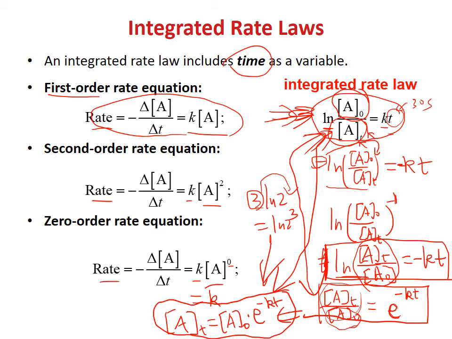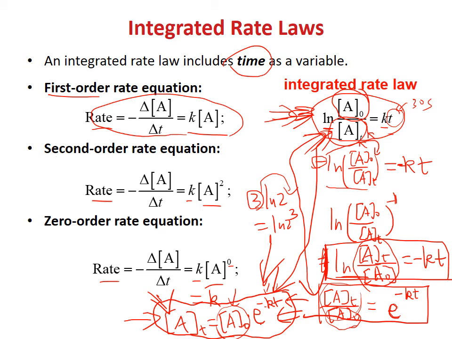It's just mathematical modification. The advantage of this one is that if you know the time, for example 30 seconds, then you just use this equation to calculate the concentration of A, which equals initial concentration times E to the negative KT. So plug in initial concentration, plug in K, plug in T, and you get the concentration at 30 seconds. So it answers the question, what is the concentration at a certain time? So that's the first order reaction.